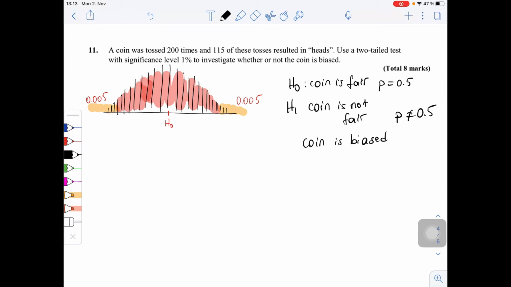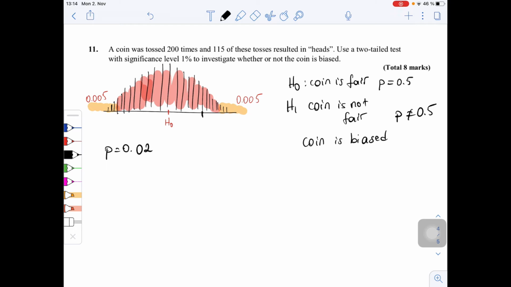Now what I'm going to do is use my binomial distribution probability. So I will go to my calculator. I will show it to you later. Now, the distribution is binomial cumulative distribution. Lower is 115, upper is 200, number of trials 200, probability is 0.5. So the probability is equal to 0.02.